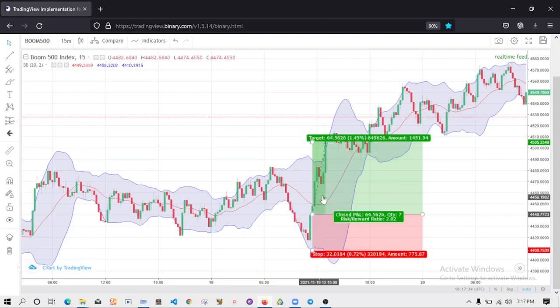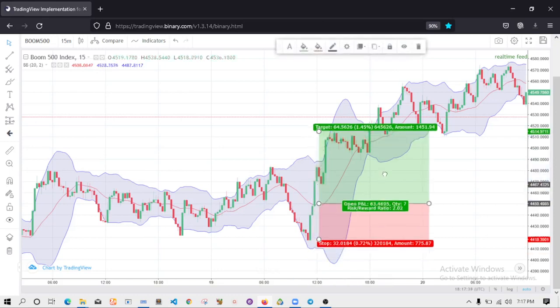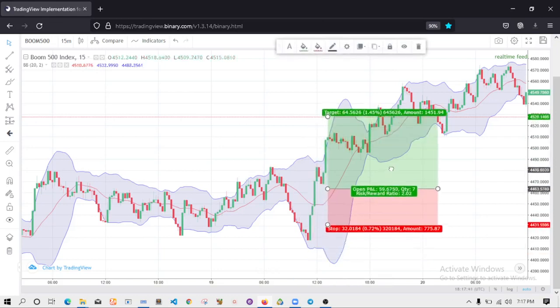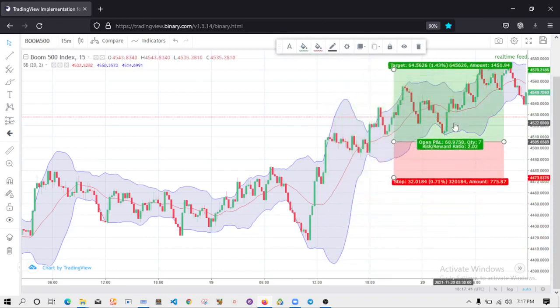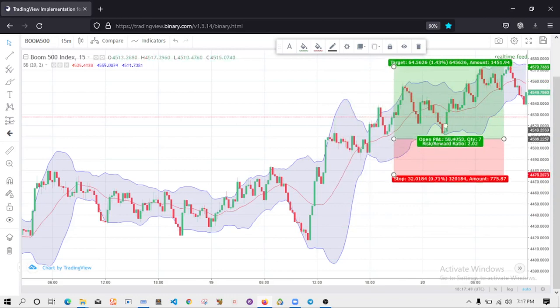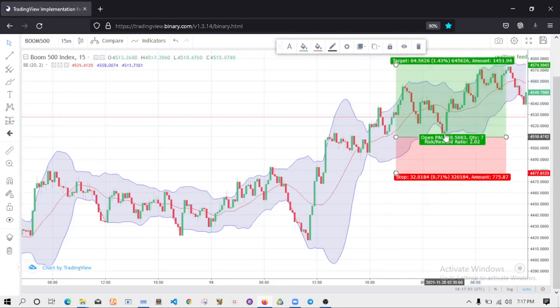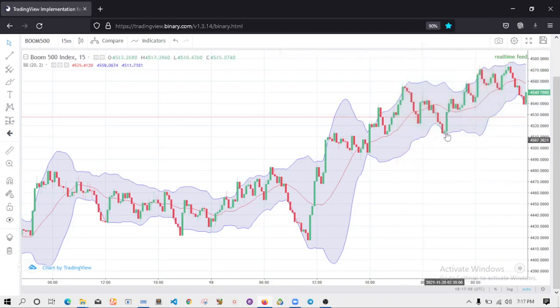So you keep riding. As the price keeps going up, you keep pushing your stop loss to below the lower bound. As the price keeps moving, you keep changing it until the price gets to this lower bound here. That is where you were supposed to leave this trade. Let me remove this so that you can see. Look at the point where you could have closed your trade, because the price now comes down and touches that lower bound and pushes you out.